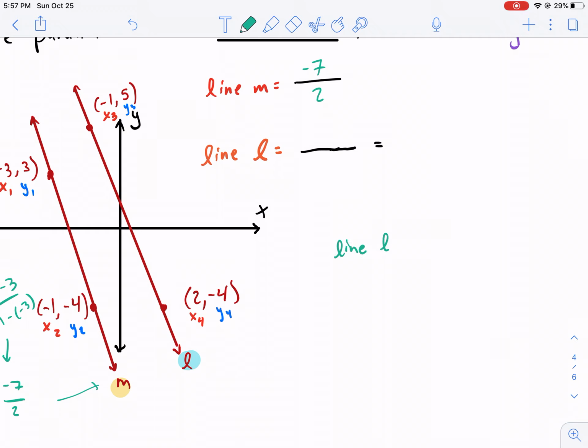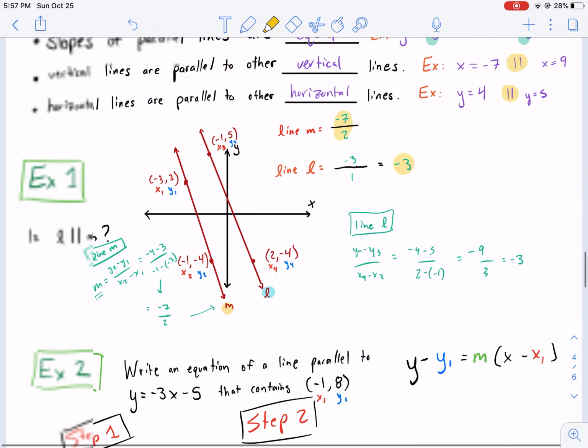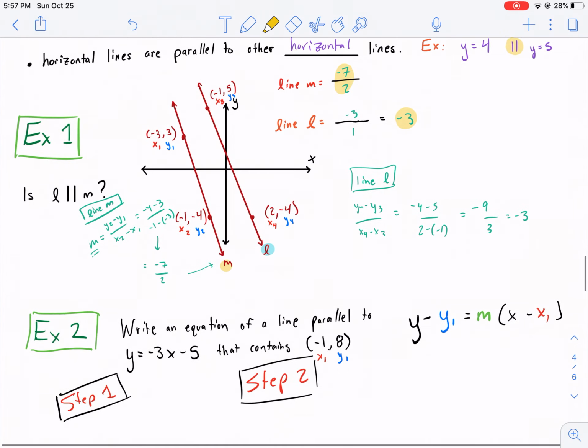So negative 3 over 1, or just negative 3. Clearly, these are not parallel because they are not the same. They have to be the same in order to be parallel. So if you were just to say, oh yeah, they look parallel, you'd be wrong. Write an equation of a line parallel to y equals negative 3x minus 5 that contains this point.